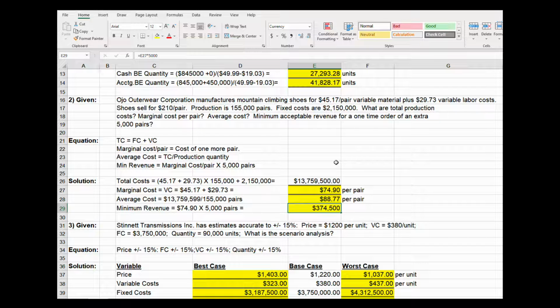And finally, minimum revenue is the $74.90 marginal cost per pair. I want to just cover that times 5,000 pairs, so minimum acceptable revenue is $374,500. And there are your answers to problem number 2.